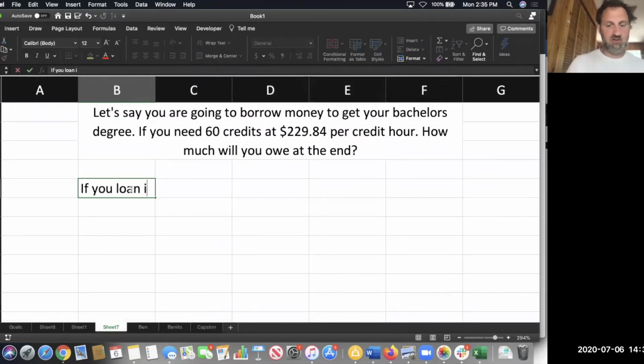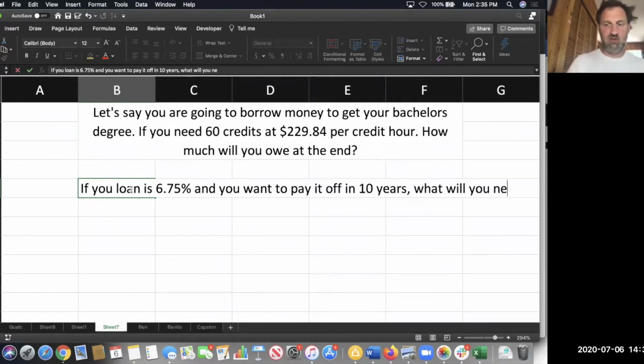Your loan is 6.75%. Want to pay it off in 10 years. What will you need to pay per month?